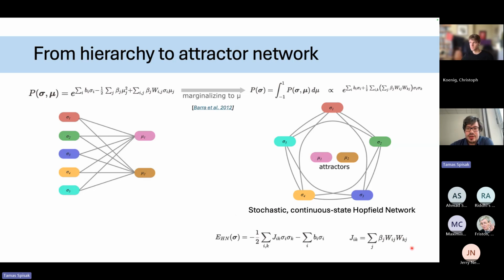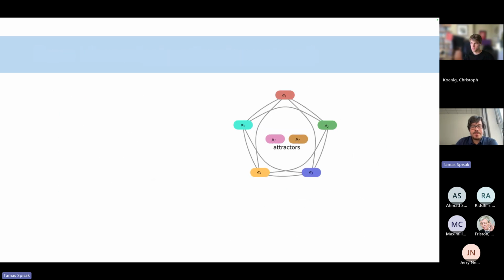And there is also a clear connection between the weights of these two systems, which is shown here. So this is basically a mathematical duality, and we can go back and forth between the two architectures if certain assumptions are fulfilled.